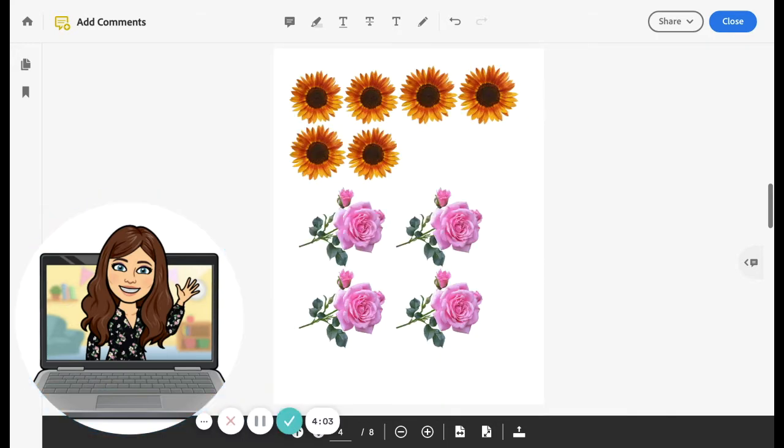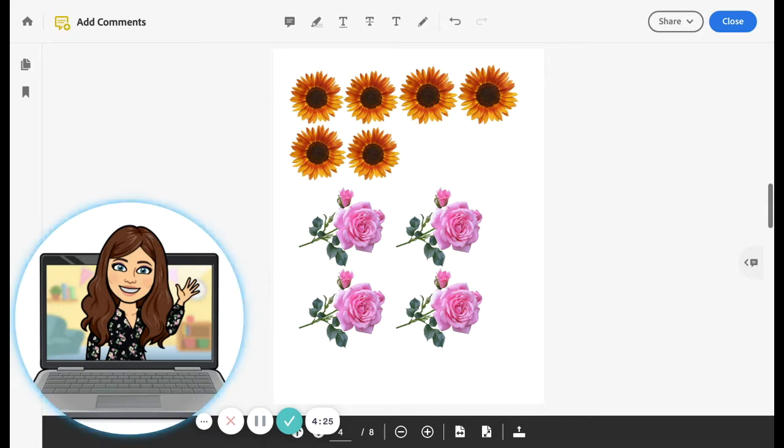For our first word problem, let's get started. Sandy has 4 roses in her garden that we see right here, 4 roses. And she also has 6 sunflowers. But Sandy doesn't want to know just how many roses and sunflowers she has. She wants to know how many flowers she has in all.